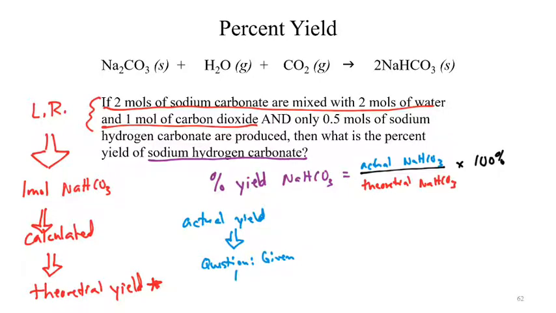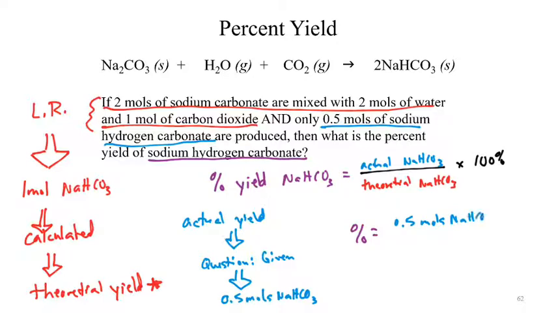And so if we go back and look at our question, we should see that we do have that given information. We produced 0.5 moles of sodium hydrogen carbonate. So now what do I have to do for my calculation? Well, my percent yield will just be 0.5 moles of sodium hydrogen carbonate divided by our 1 mole of sodium hydrogen carbonate, and then we multiply by 100%. So that would then equal 50%. So we would get a 50% yield.